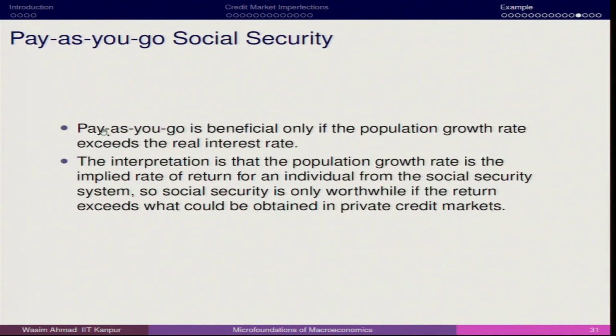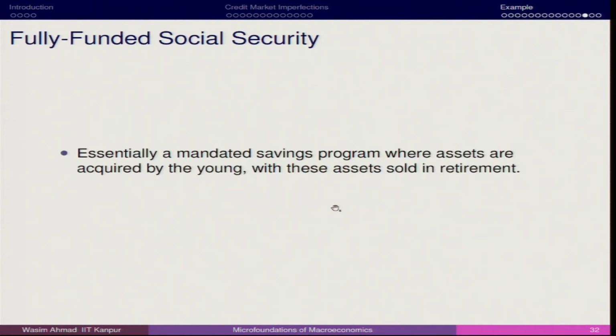So, as I mentioned, pay as you go is beneficial only if the population growth rate exceeds the real interest rate. The interpretation is that the population growth rate is the implied rate of return for an individual. So, this is how we try to mention.